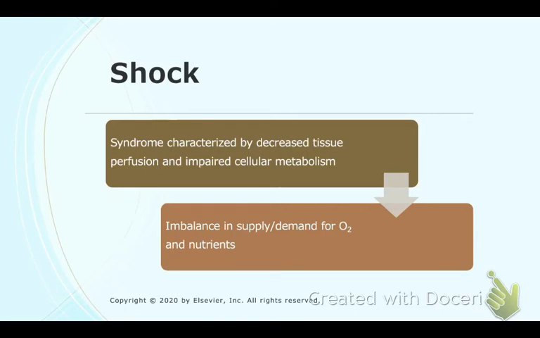And usually, because of this, you get an imbalance in supply and demand for O2 and nutrients. So you've got a problem, you can't get the organs perfused, so therefore what goes to the organs but blood and fluids. If you're not getting those, you're going to have an imbalance in oxygen, because what goes with blood? Oxygen, and as well nutrients. So that is what shock is, for just an overview of it.